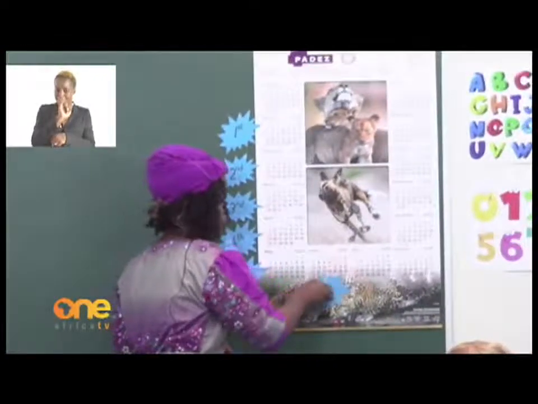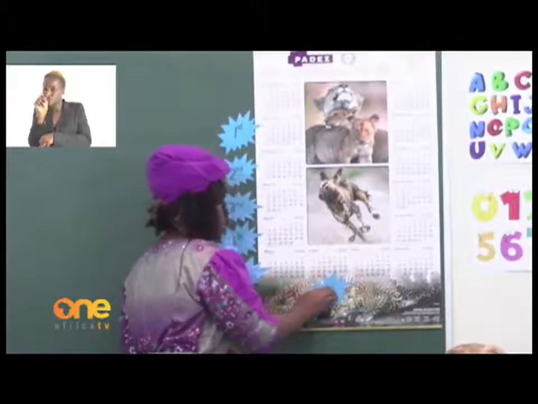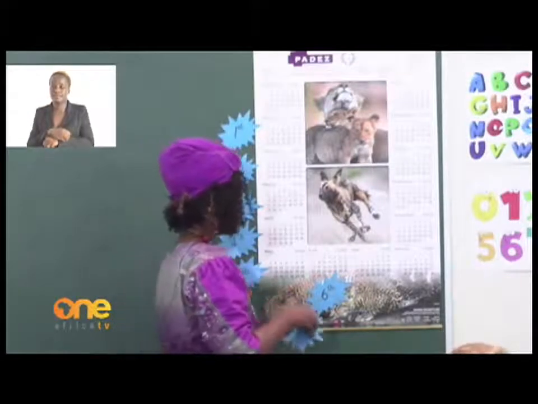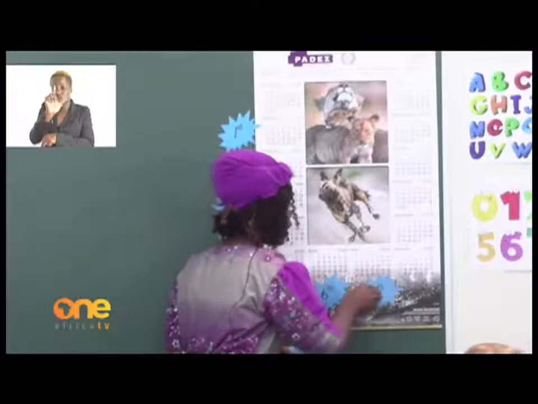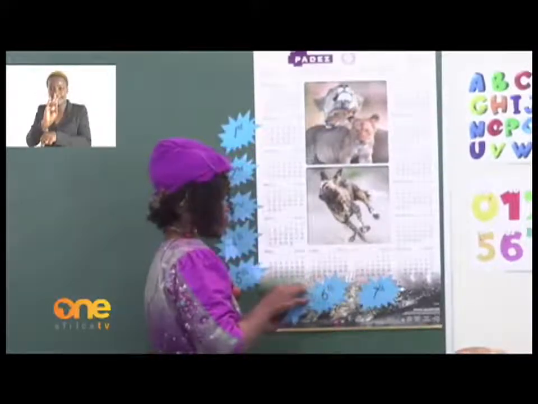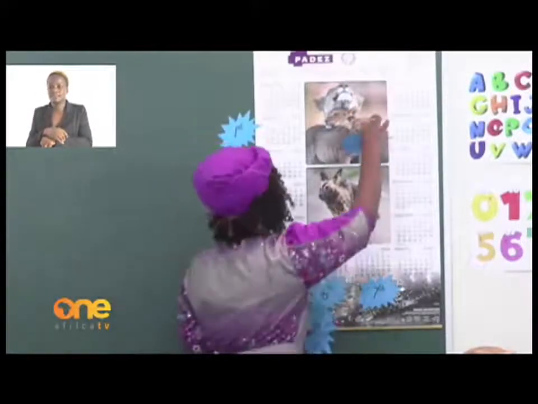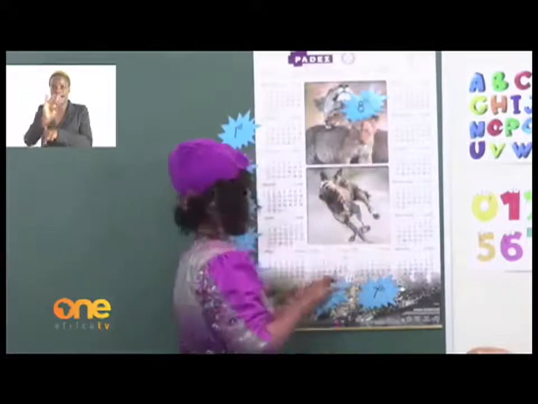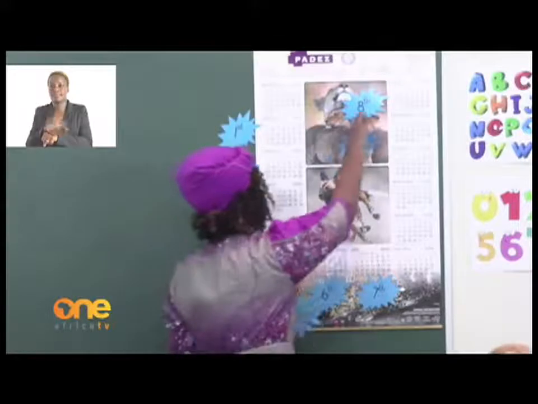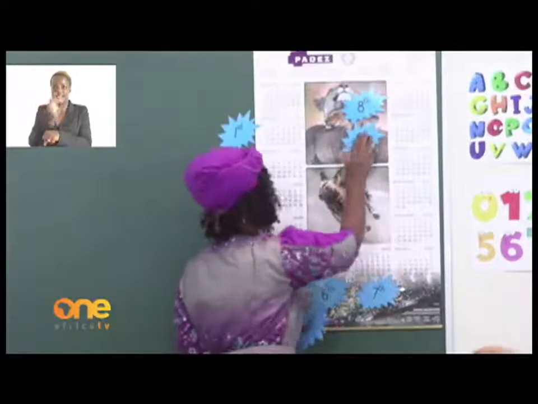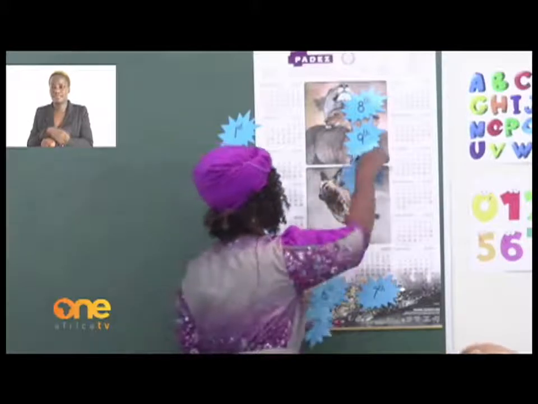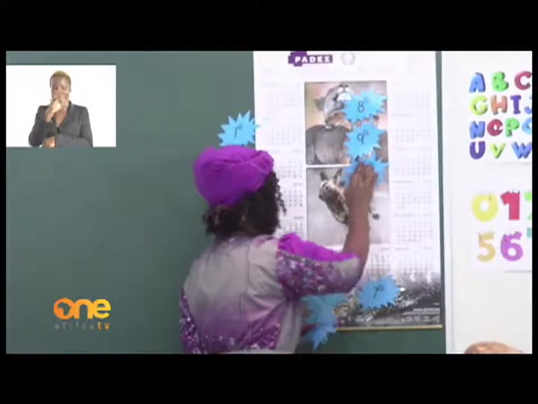And then we have June following, which will be the sixth month. Very good. Then we have July, the 7th. Then we have August, the 8th. And then we have September, Leandre, the 9th. And then we have October, the 10th.